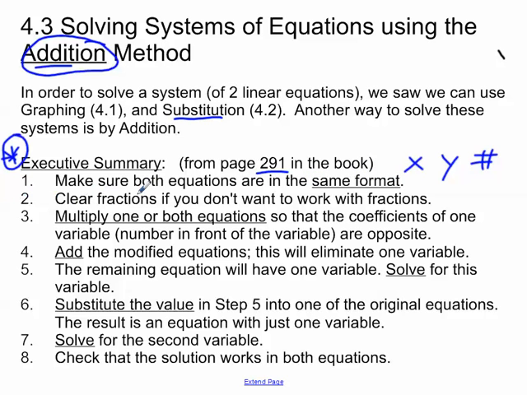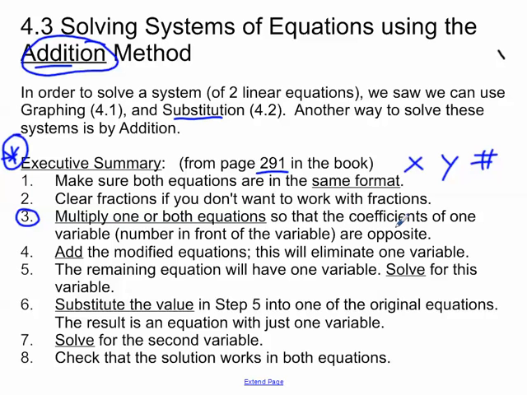Step 2 is clear fractions, if you don't want to work with fractions. If you want to work with fractions, go ahead and do it. But clear fractions by multiplying by a common denominator to get rid of that fraction and make it a whole number. Step number 3, and this is probably the heart of the matter, is multiply one or both equations so that the coefficients, the numbers in front of the variables, of one variable, either the x or the y, are opposite.